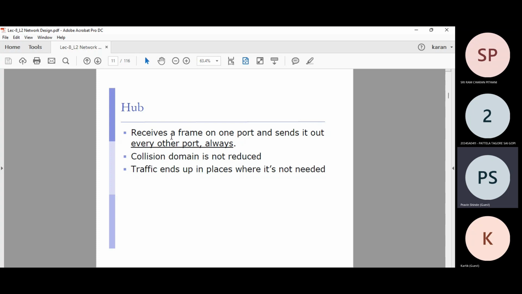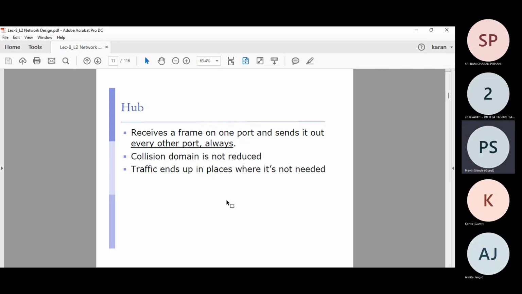Hub, like before switches, we used hubs. A hub receives a frame on one port and sends it out every other port. It is similarly broadcast on every port. The collision domain is not reduced, and traffic ends up in places where it's not needed.